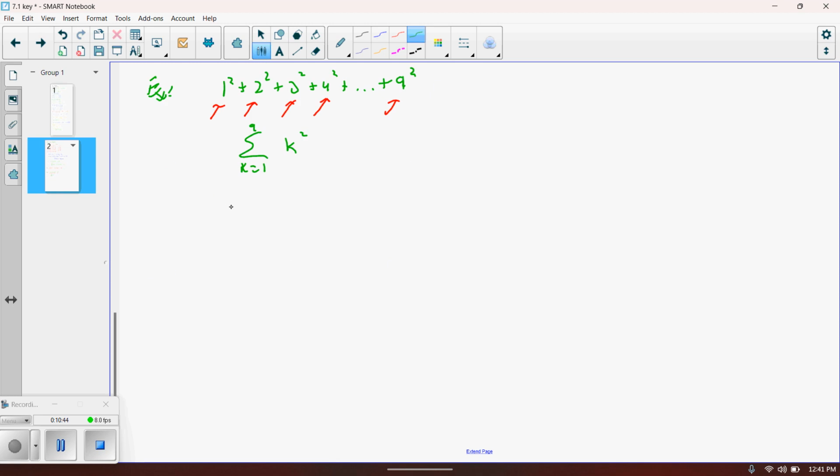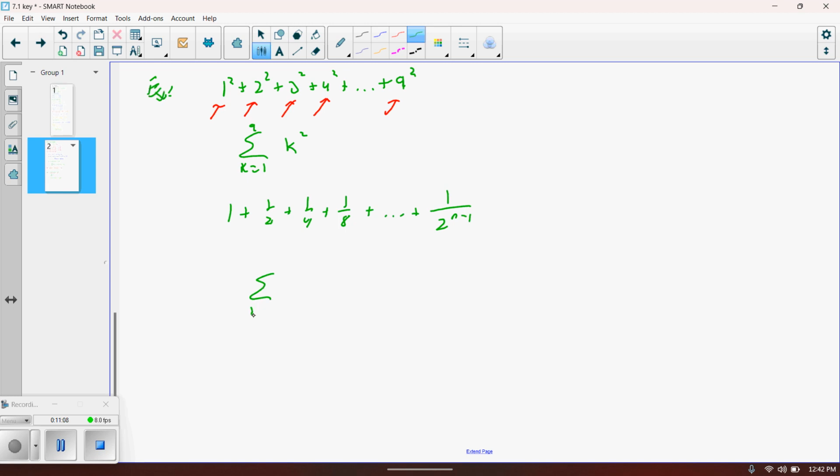So let's say that we are given 1 plus a half plus a fourth plus an eighth plus dot, dot, dot. Now in this case, I'm actually going to give you the general term. But if you weren't given that, you might have to figure it out. So there's your general term. And all I want to do is write the sum.